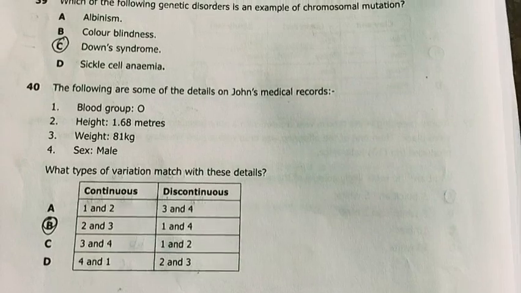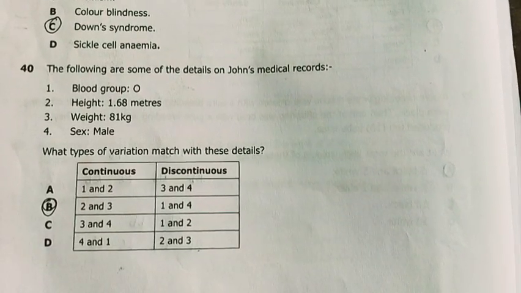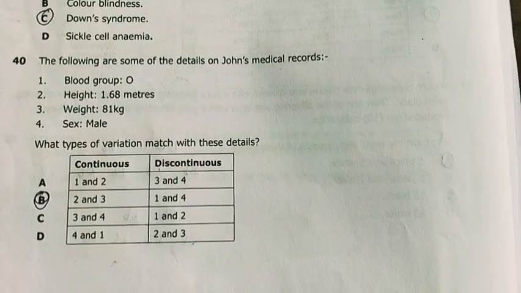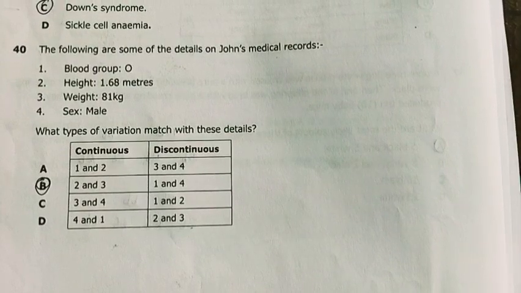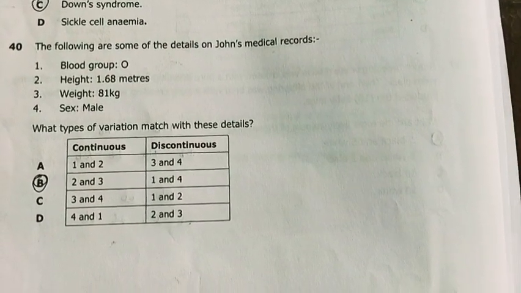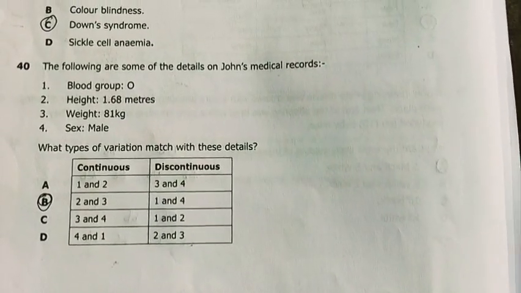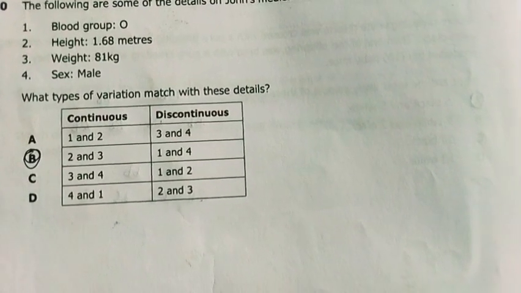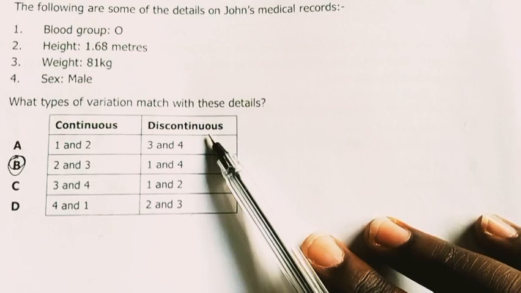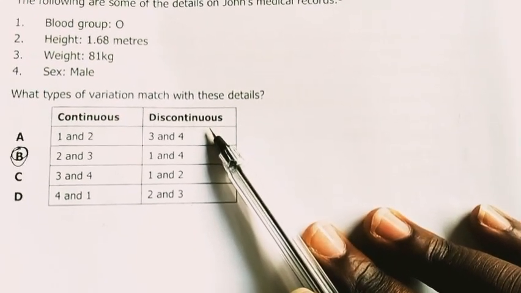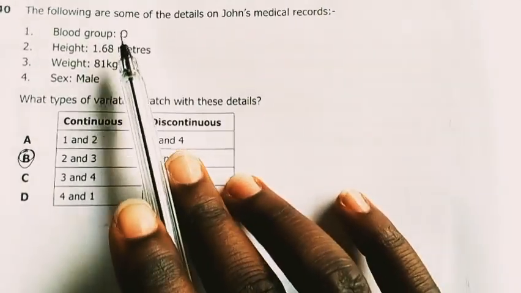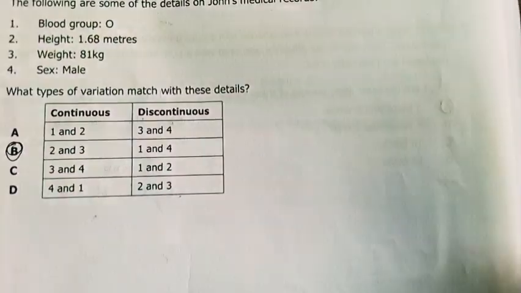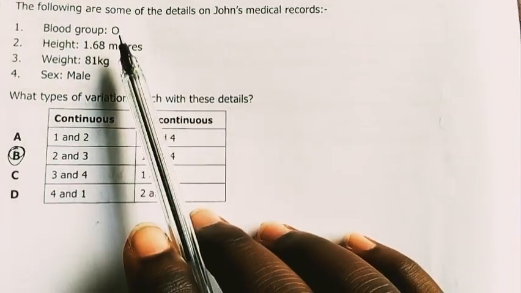Number 40, which is the last question in this paper. The following are some of the details of John's medical records. Blood group O, height 1.68, weight 81 kilograms, sex male. What types of variation match with these details? Continuous variations are those that have got intermediates. These are characteristics that have intermediates in a given population. While discontinuous variations are characteristics that have no intermediates, like blood group type. You're either O or you're something else. You cannot be half O, half this. It's either O or it is something else. So this is a discontinuous variation.